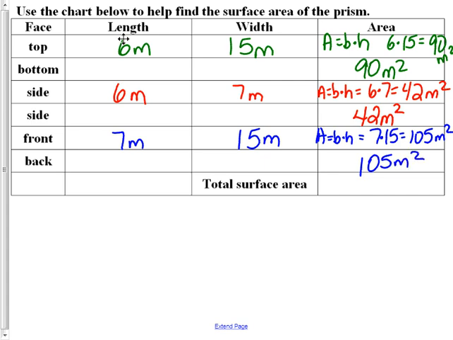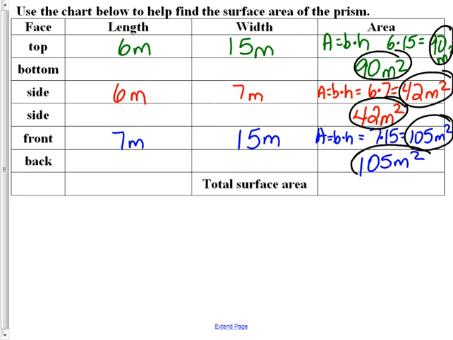Now if I want to find the total surface area, all I need to do is add up all of the areas of each of the faces. So I'm going to add together 90 square meters plus 90 square meters plus 42 square meters, 42 square meters, 105 square meters, and 105 square meters. When I add all of those up, I'm going to get 474 square meters as my total surface area of that figure.